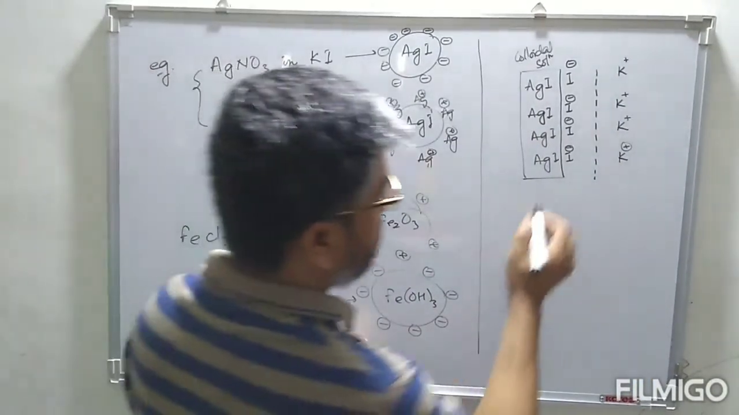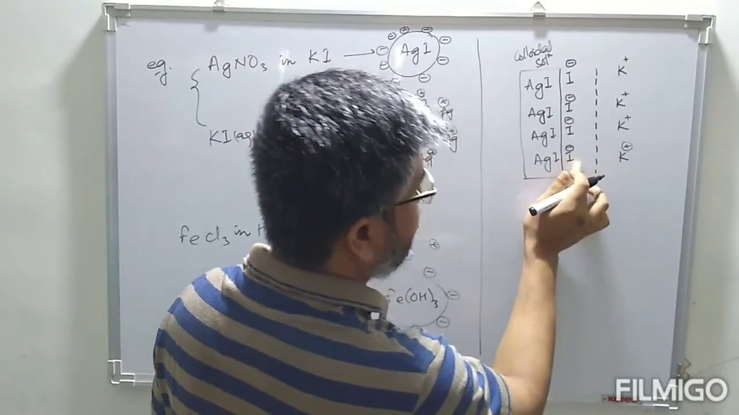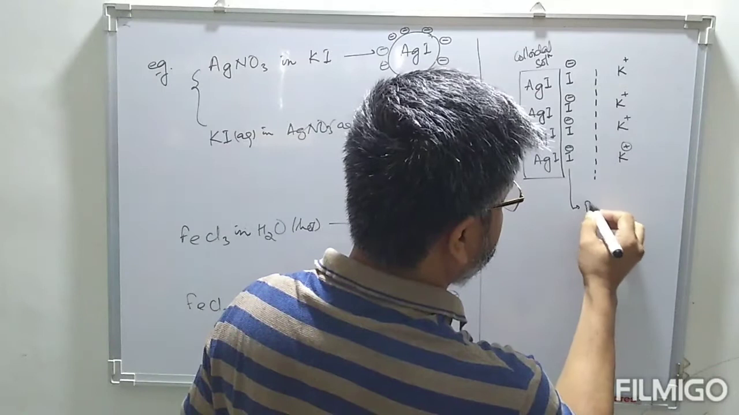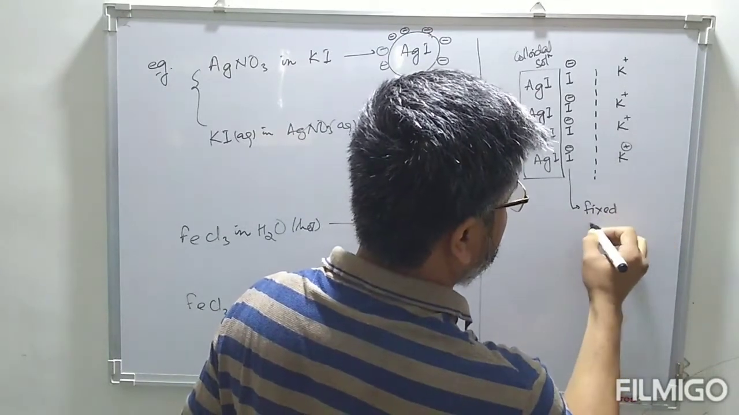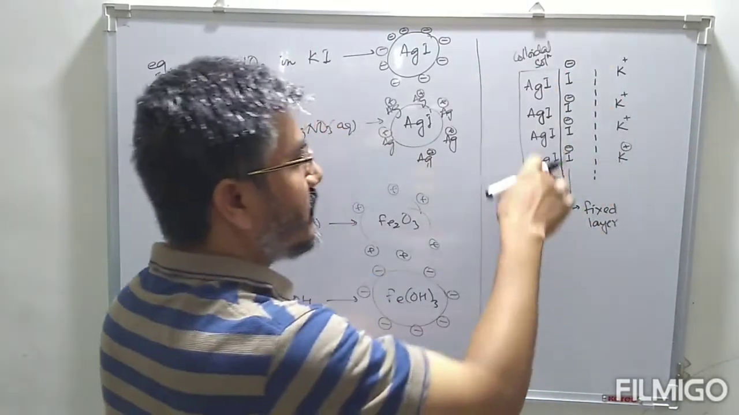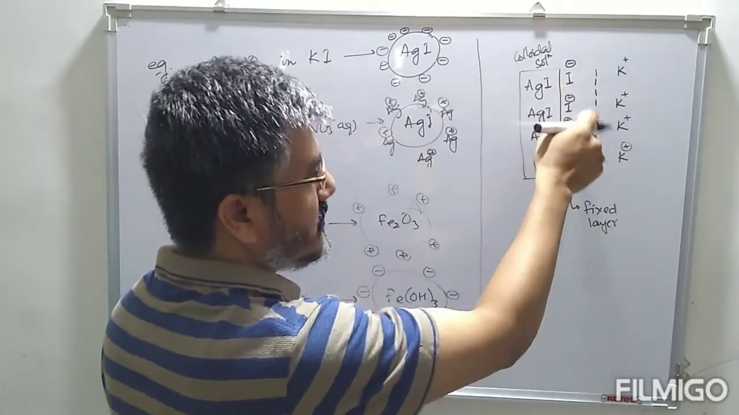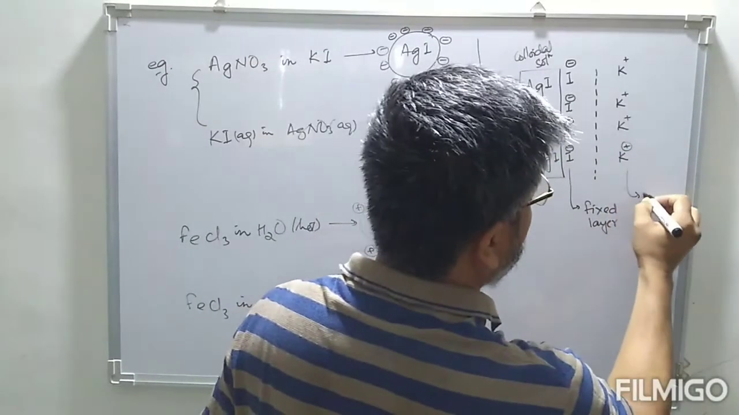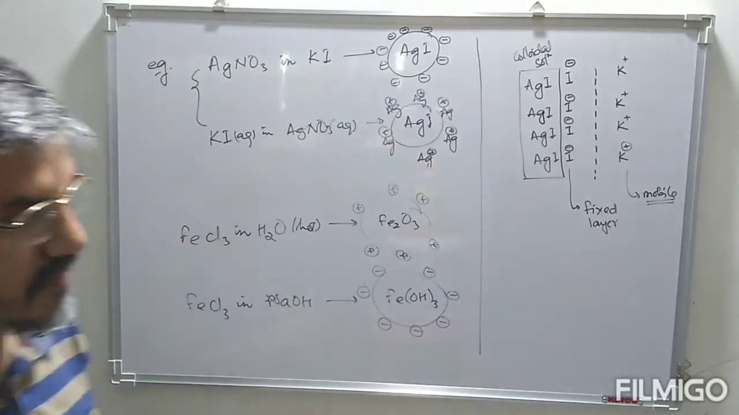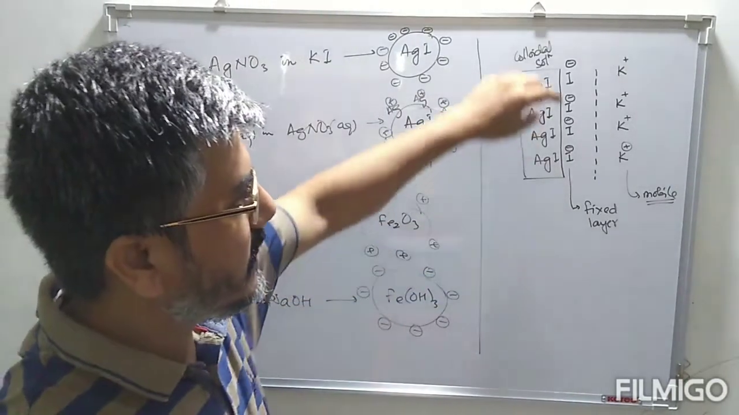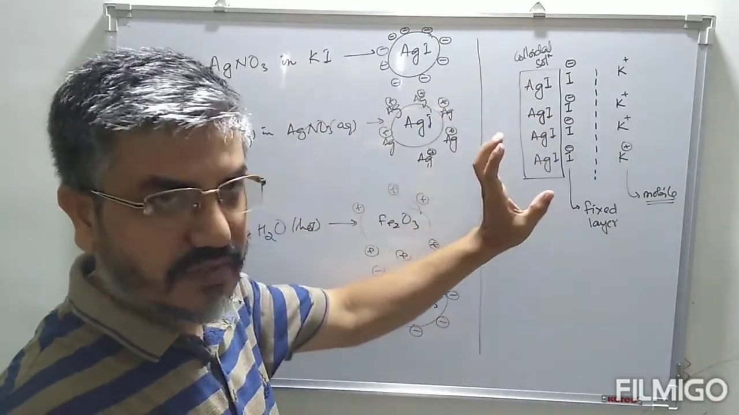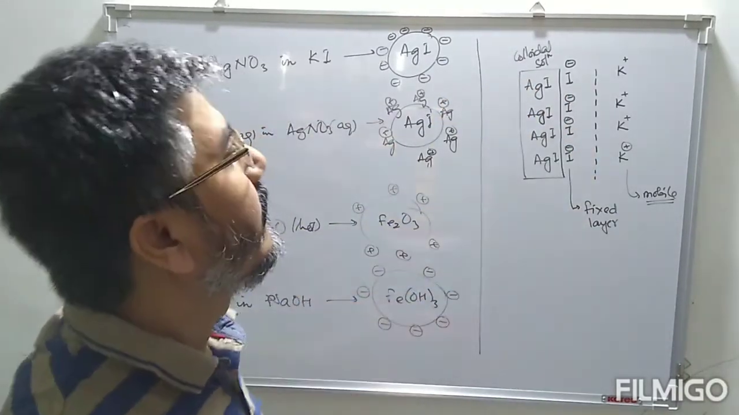So the first layer, this is I minus getting adsorbed on the surface of the colloidal particle. This is known as fixed layer, and the counter ion which is attracted by this fixed layer, this is known as mobile layer. So we have a fixed layer. This is directly attached to the surface of the colloid by adsorption, that is fixed layer.